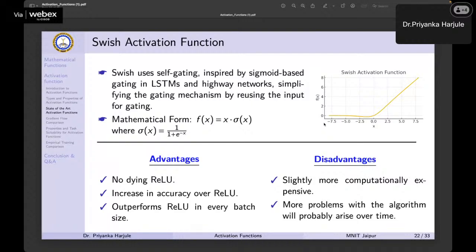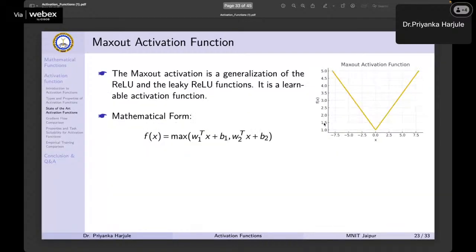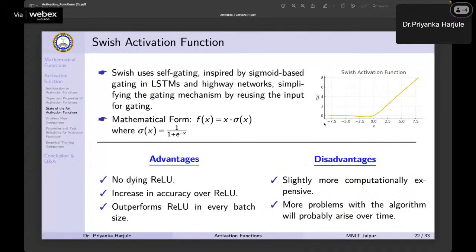The advantages of this are that there is no dying ReLU problem, because Swish is smooth and non-zero for negative inputs. Higher accuracy: when it was proposed, it was proven to outperform the ReLU in image models like EfficientNet. It's adaptive because it works well across a range of batches and data types.